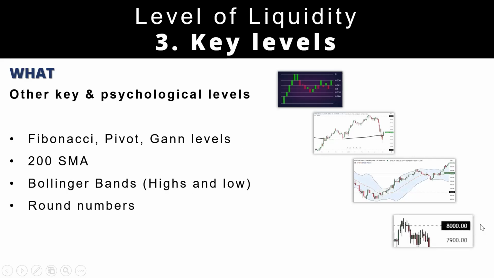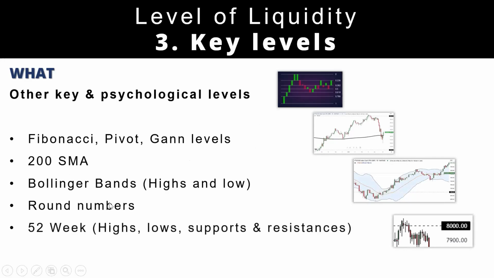Then there are round numbers. As I mentioned, 8,000 and 7,000 is clearly a round number and clearly a level of liquidity that smart money wants to stop people out. And then there are 52-week highs, lows, supports, and resistances. So what is 52-week? A year. Just take a look at the year, take a look at your chart and say, where are the highs, where are the lows, where are the supports, where are the resistances, draw them up.